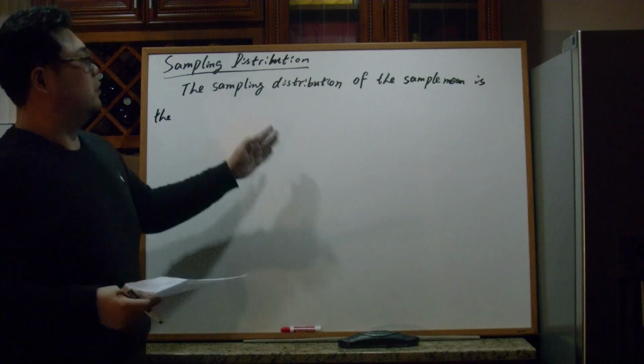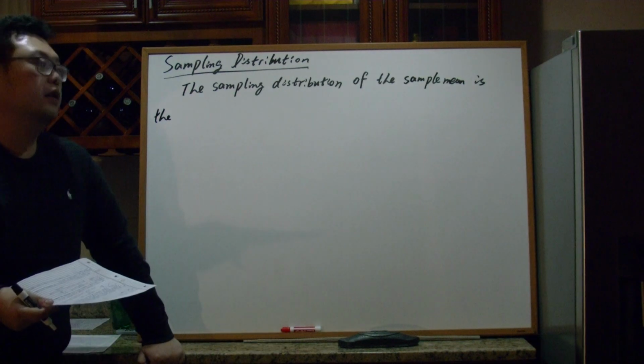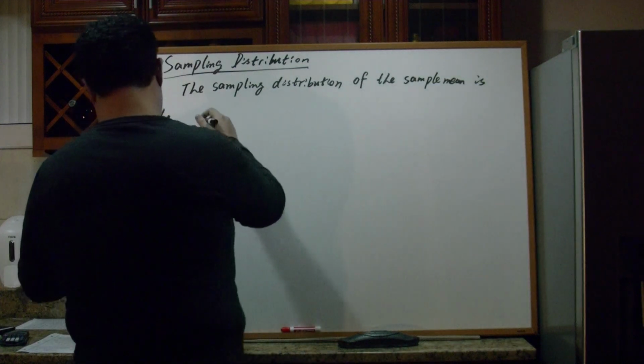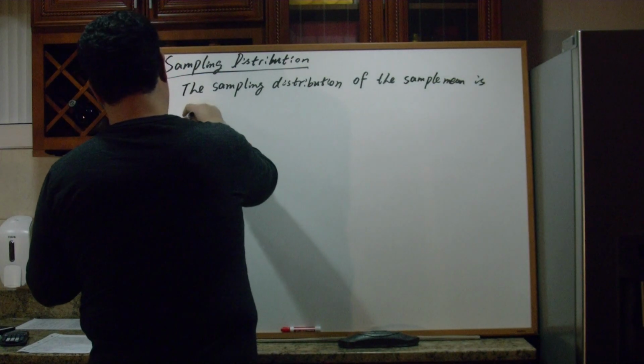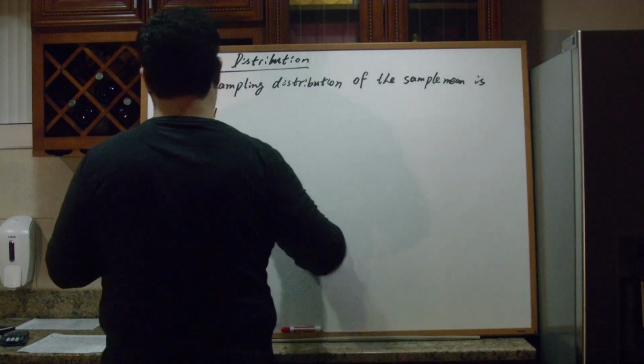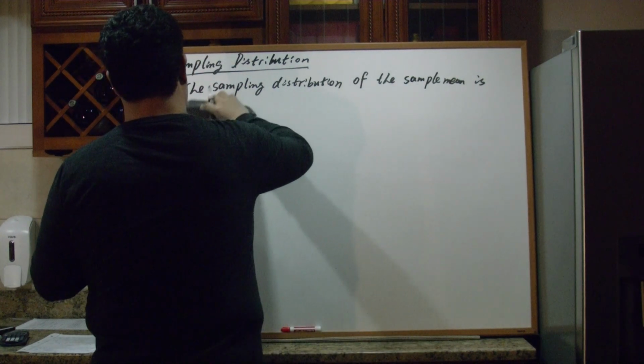In this case, we're doing the sampling distribution of the sample mean. It is the probability distribution of the sample mean, basically.